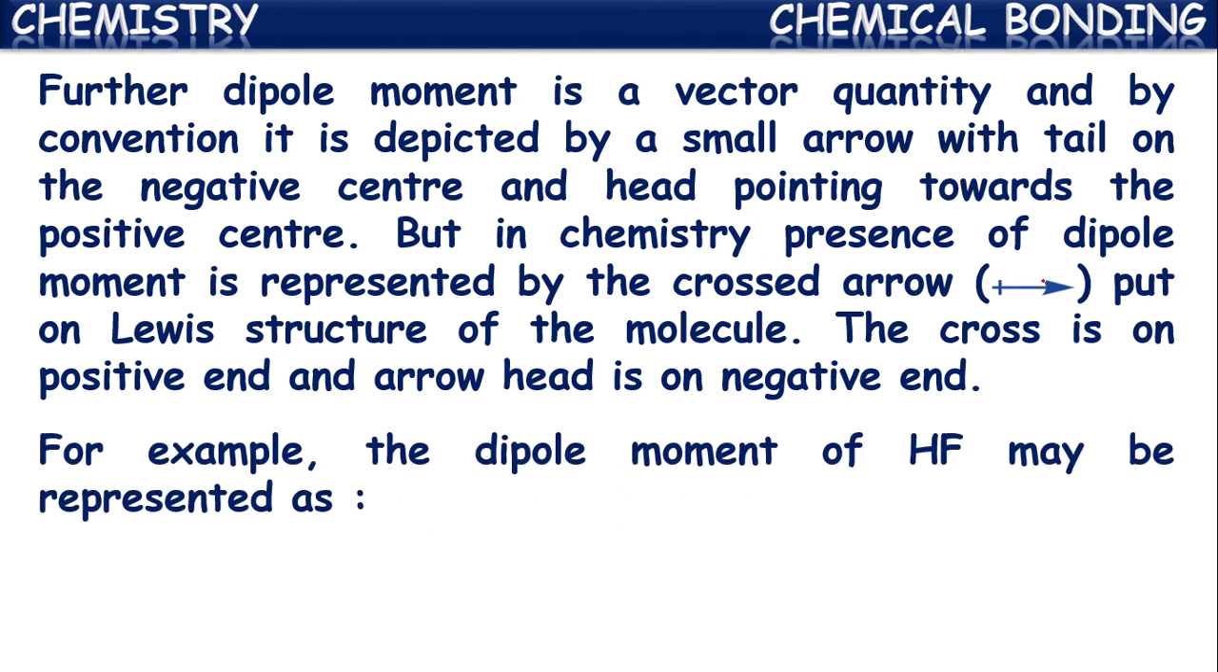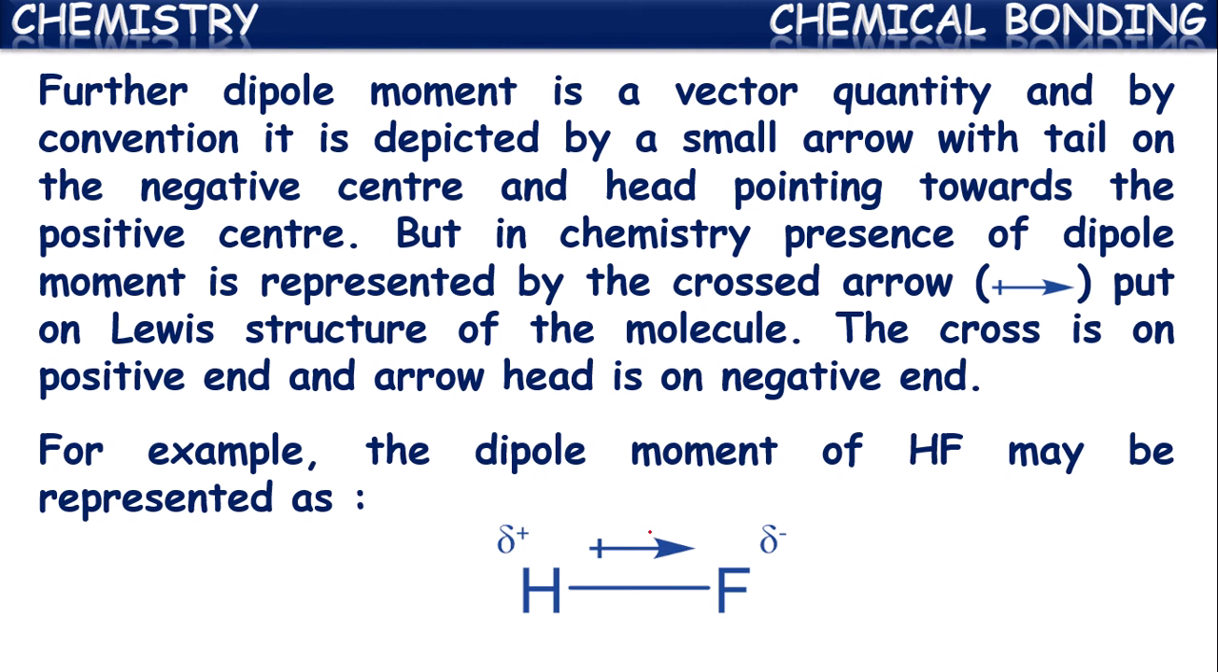For example, the dipole moment of HF, the hydrogen fluoride molecule, may be represented as this. We know in the hydrogen fluoride molecule, hydrogen and fluorine both are contributing one electron, and the pair of electrons is shared by both atoms, hydrogen and fluorine. But here fluorine is more electronegative. It pulls the electron pair towards it, isn't it? As hydrogen is less electronegative than fluorine, it loses its electron density towards fluorine. Because of that, hydrogen gets a slightly positive charge and fluorine gets a slightly negative charge.